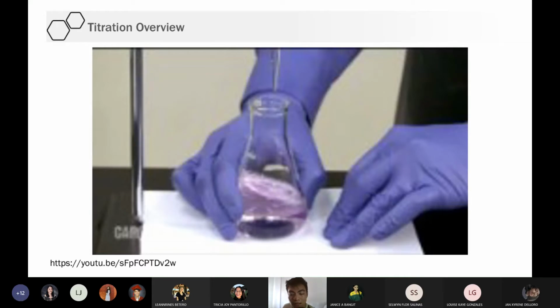Okay? So that is how titration experiment is done. It is done in triplicates. Then we measure the volume of titrant required to neutralize the analyte. Okay? And then from that volume, stoic lang, then may sagot na tayo. Okay? So again.